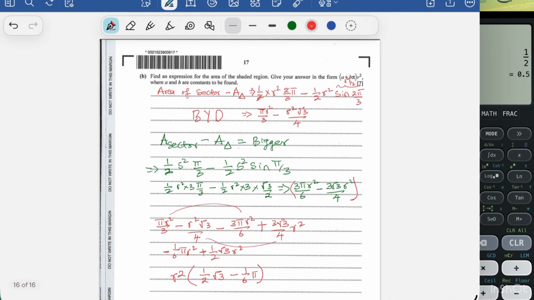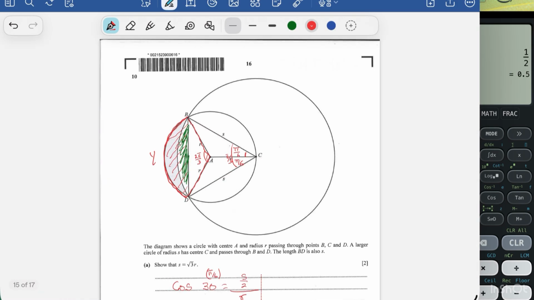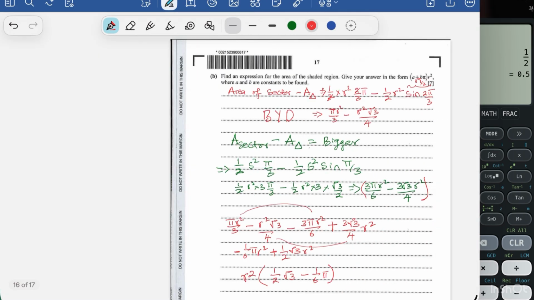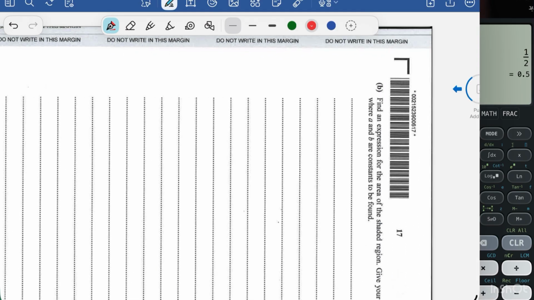Okay, all right. I think that was the last question. That was the last question. There were only 10 questions, and I hope the paper makes sense.